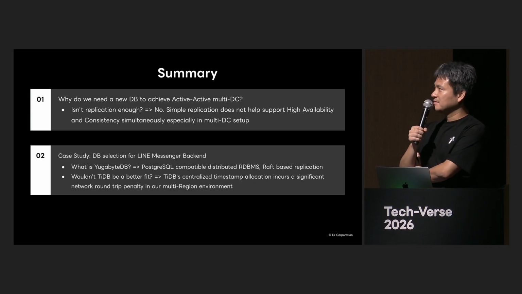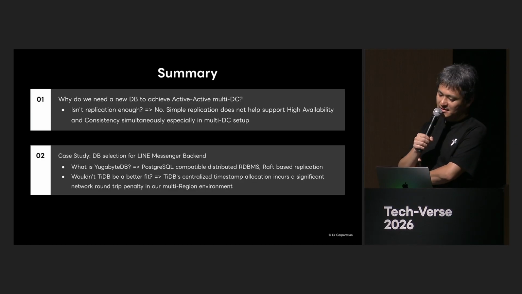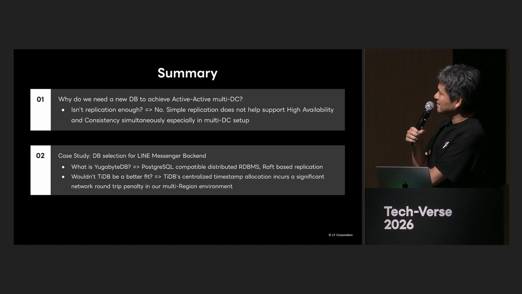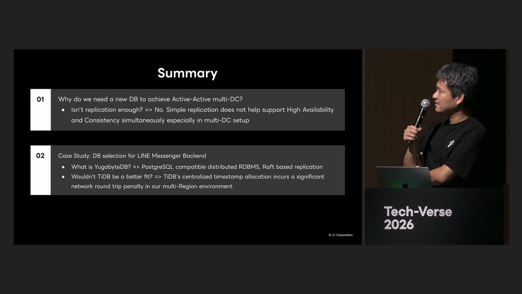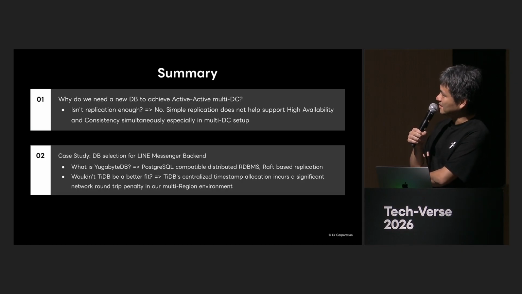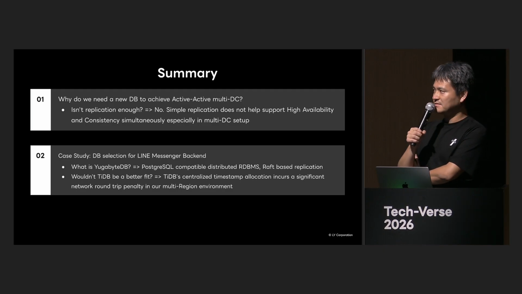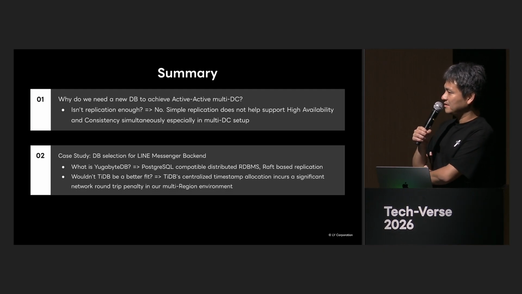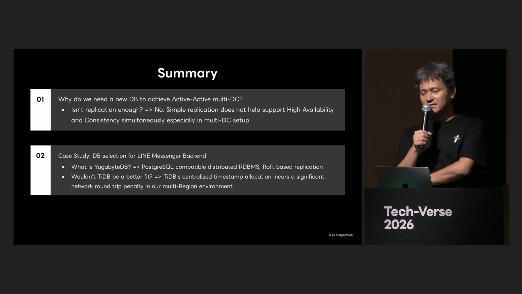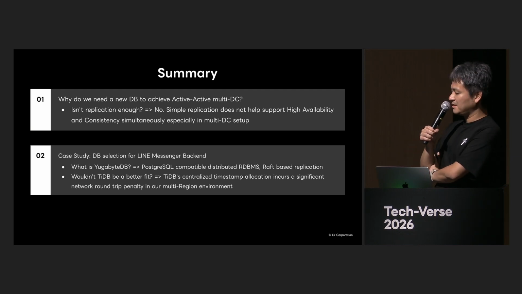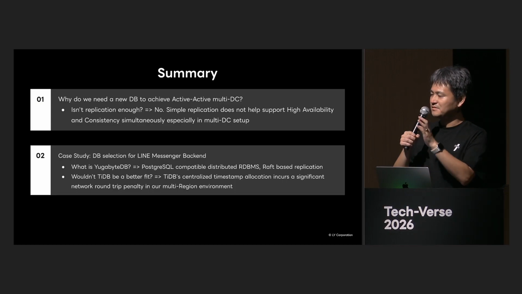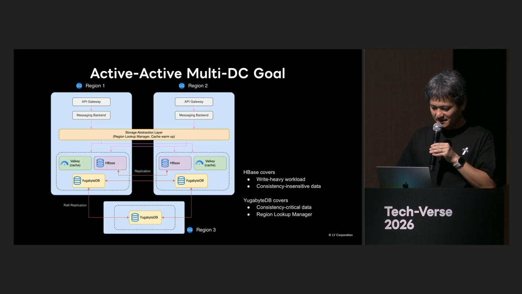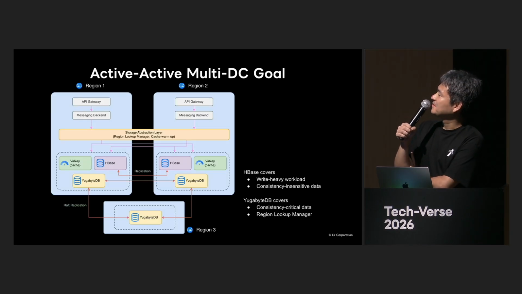So, the answer to the key question I first presented, why do we need a new database, is as follows. With existing HBase, it becomes extremely complex and difficult to implement active-active multi-data center. That's what it comes down to. Why YugabyteDB was a question often asked, and the comparison was made with TDB. As expected, TDB's timestamp oracle, an architectural bottleneck, was caught, and in the end, we decided on YugabyteDB. Roughly speaking, that's how it is.